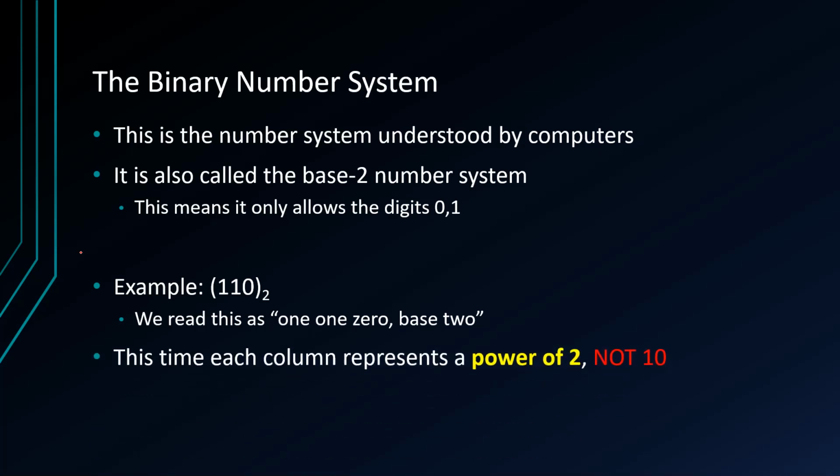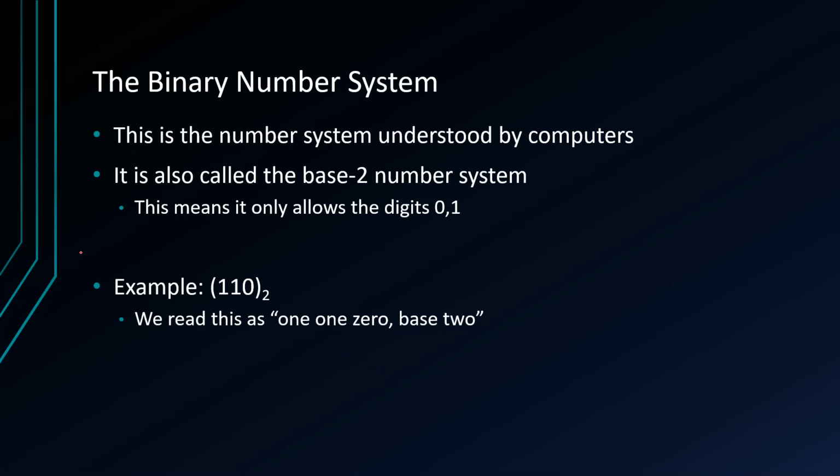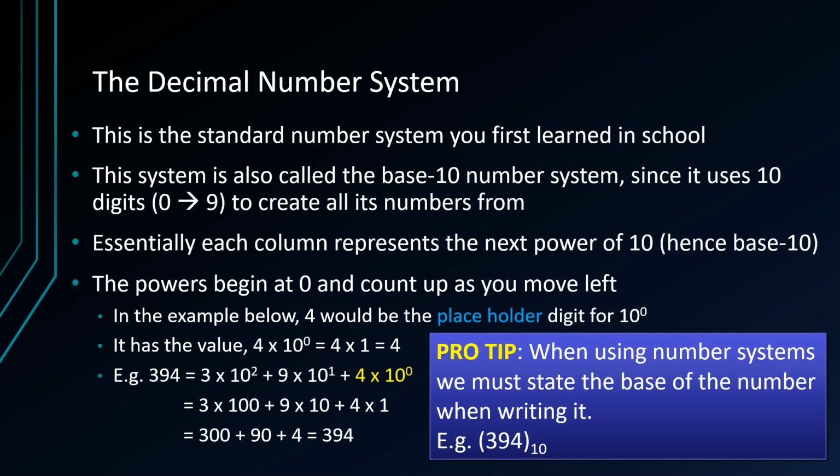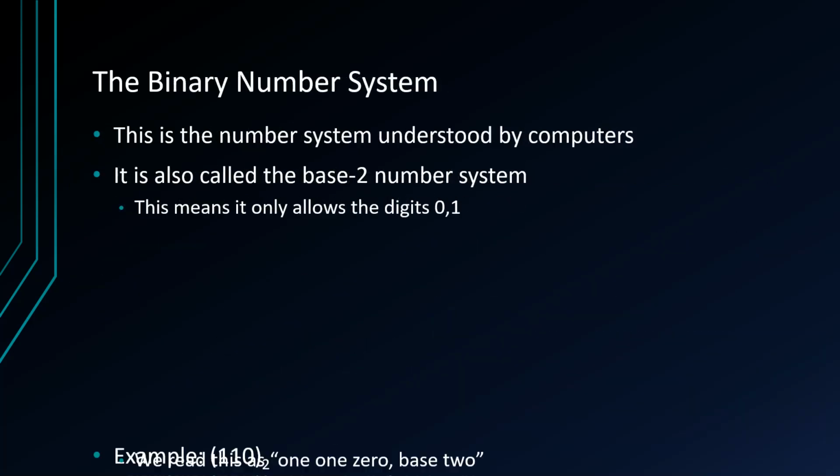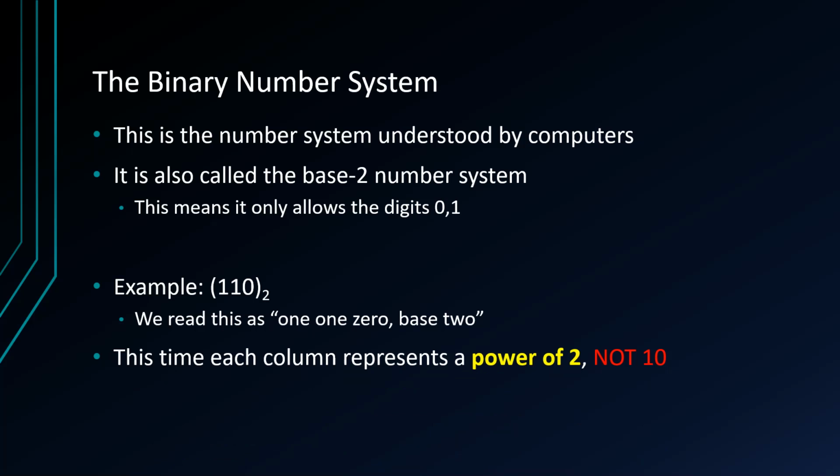So this time each column doesn't represent a power of 10. Each column represents a power of 2. But we still calculate its value in the same way. We take each placeholder value and we multiply it by that power, just like we did in the previous page. If we look at this, the 4, which is the placeholder value in the ones column, was then multiplied by the 10 to the power of 0. And then we did that for each placeholder with the appropriate exponent. Now we're just going to do the same thing over here.